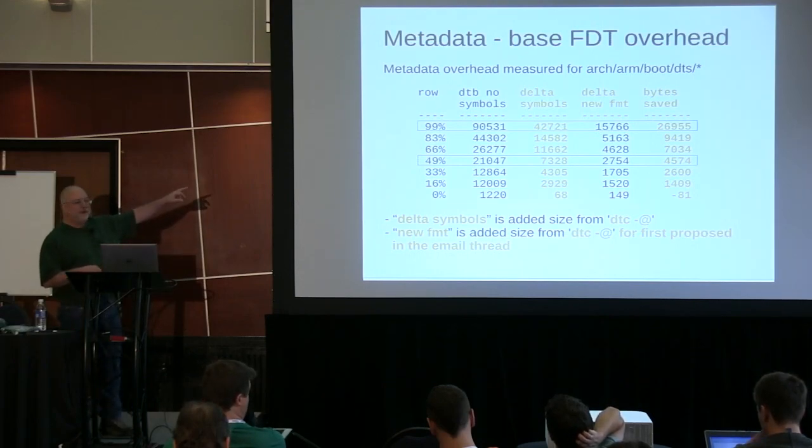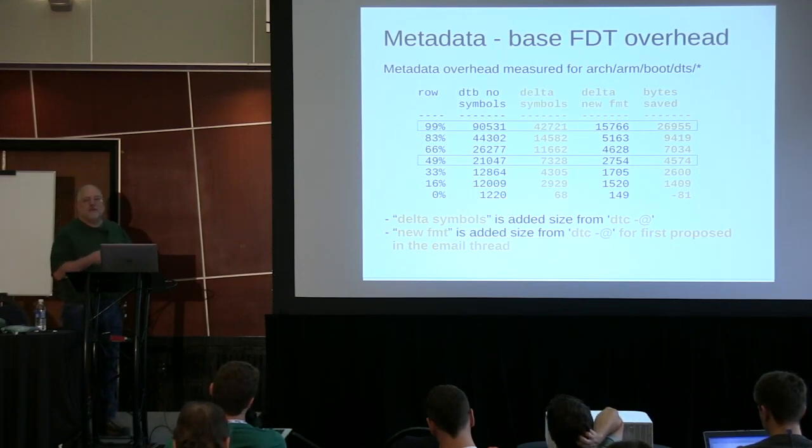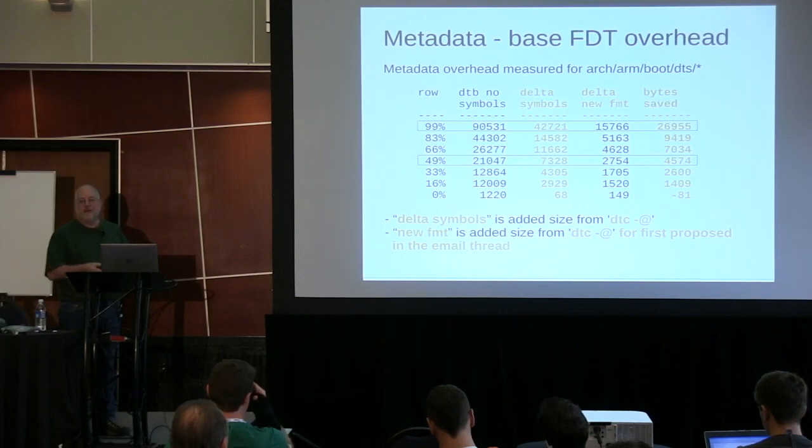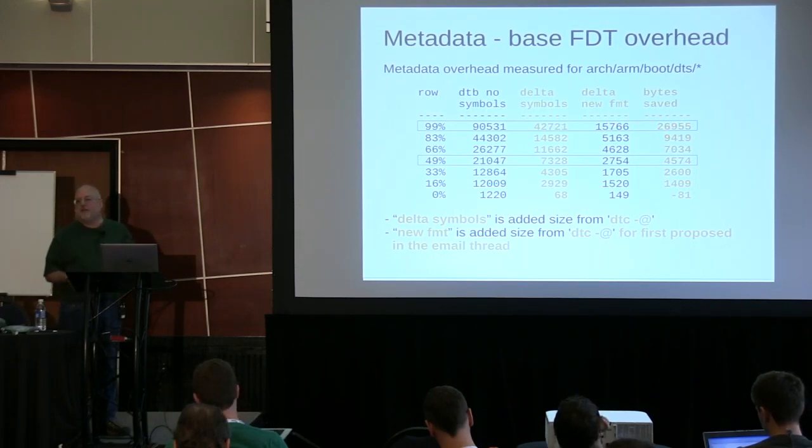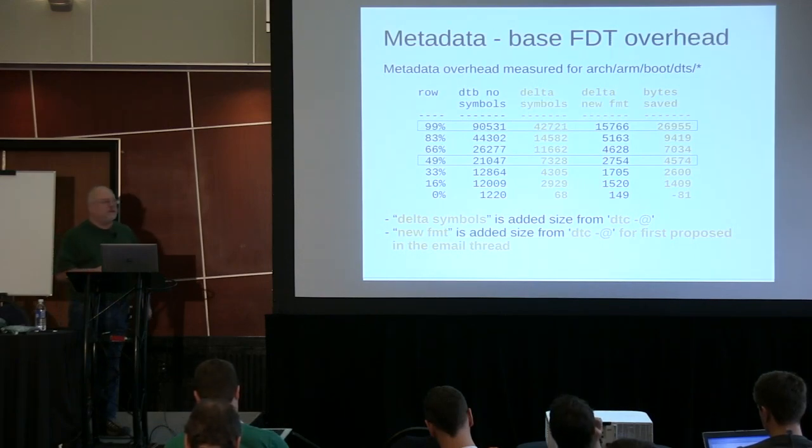Just looking at, this is a really busy slide, just looking at this top box, this is the worst device tree in the Linux kernel, in the ARM subtree right now, in terms of added overhead for that base device tree for the symbols. So currently, if you compile with symbols, you go from 90,000 bytes, you add 42,000 more bytes just for the symbols. My prototyping, I got it down to only 16,000 additional bytes, so saving almost 27,000 bytes. So there's significant potential to go to a different format and reduce the overhead of these symbols.